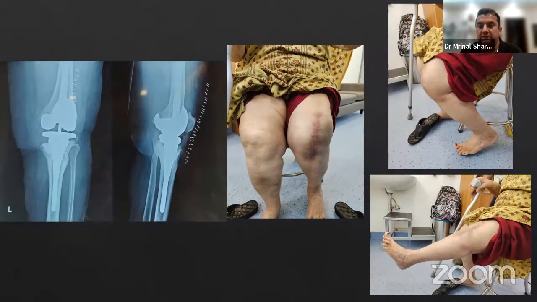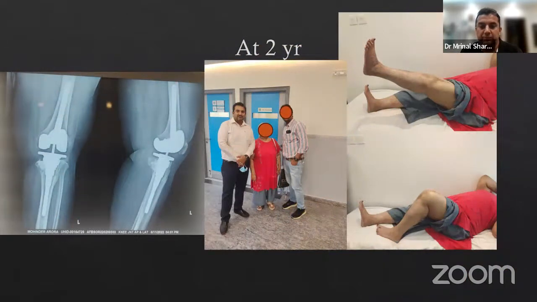This is the final outcome of the patient. And you can see the range of motion at 3 months. The same patient at 2 years follow-up, and she is doing pretty fine.